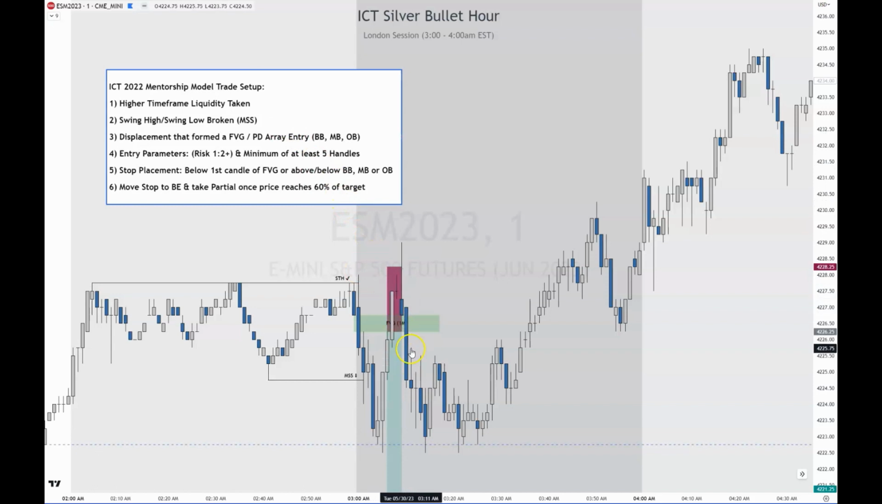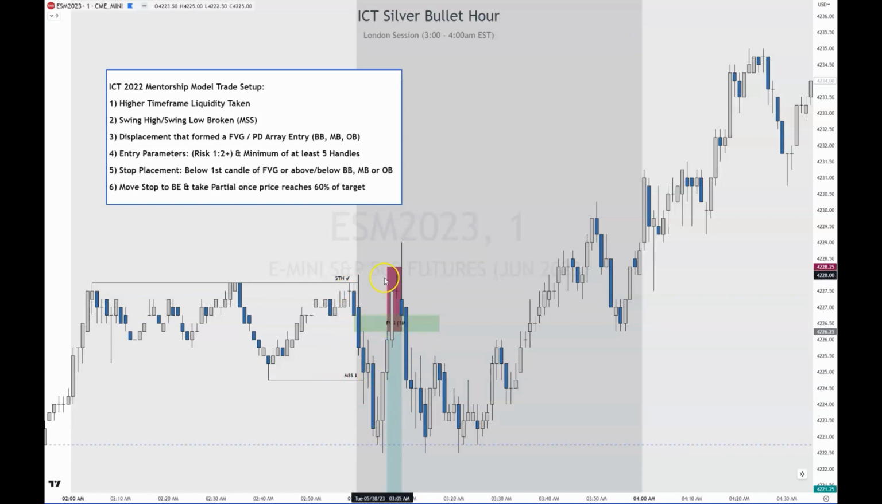So let me show you why this trade didn't work out. I got stopped out here, okay? But let me just show you why it meets the rules, because everyone likes to second guess people when they show their trades or potential entries, and they're like, well, why did you get in here? Well, let me explain it. Higher time frame liquidity taken, check. Swing low broken, check. Displacement, yep, check. Price comes back into it, yes.